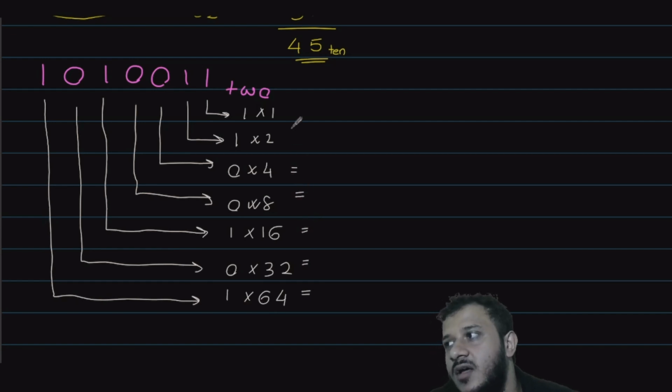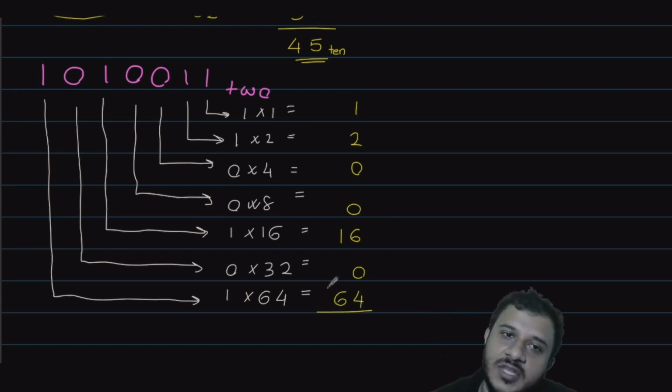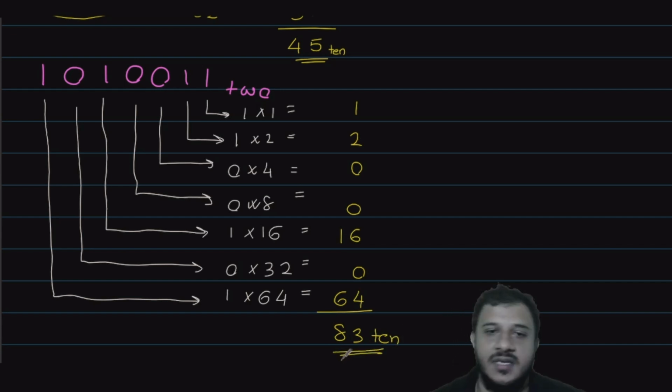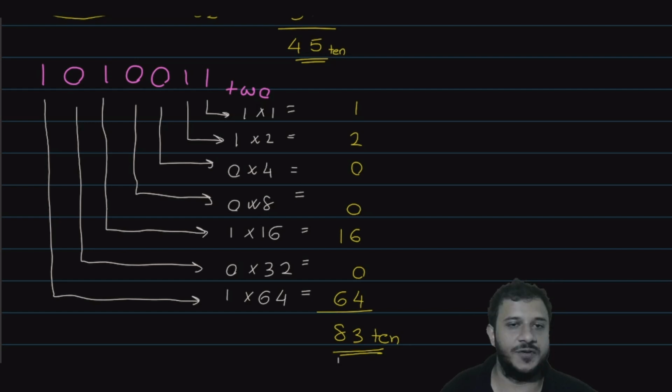Alright. Now let's do the additions here. 1, 2, 0, 0, 16, 0, 64. Put a 64 and a 16, that's an 80. 80 with a 2, 82. With another one, 83. 83 base 10 will be the answer. 83 base 10. All good, everybody? So far, so good? No problems?